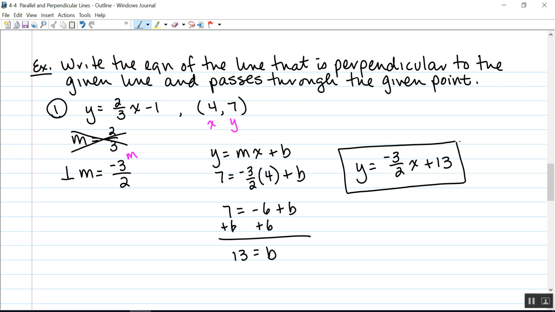So you'll notice, because the slope of the line that we were given is 2/3, and the slope of the line that we found is -3/2, those are opposite reciprocals of each other, so these two lines are going to be perpendicular to each other.